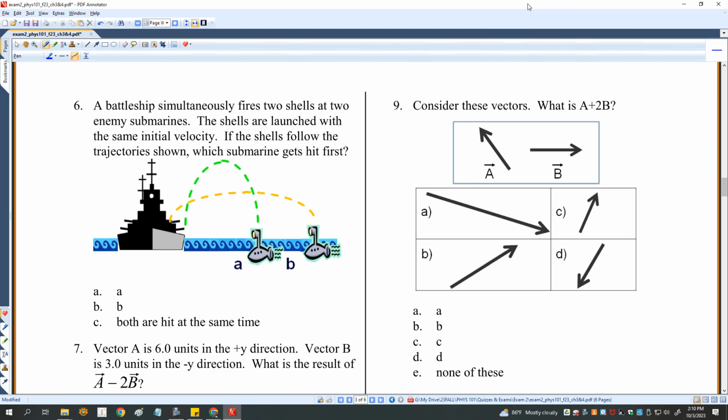All right, so here we have a battleship that fires simultaneously at 2 enemy submarines. This is straight from our concept test, by the way. I want to know which submarine gets hit first. The answer is B, and the reason that I know that the furthest submarine gets hit first is because the height of the trajectory is lower than the height of the trajectory here. So this one, the one that hits A, just has a lot of hang time, whereas this one has a lesser hang time.